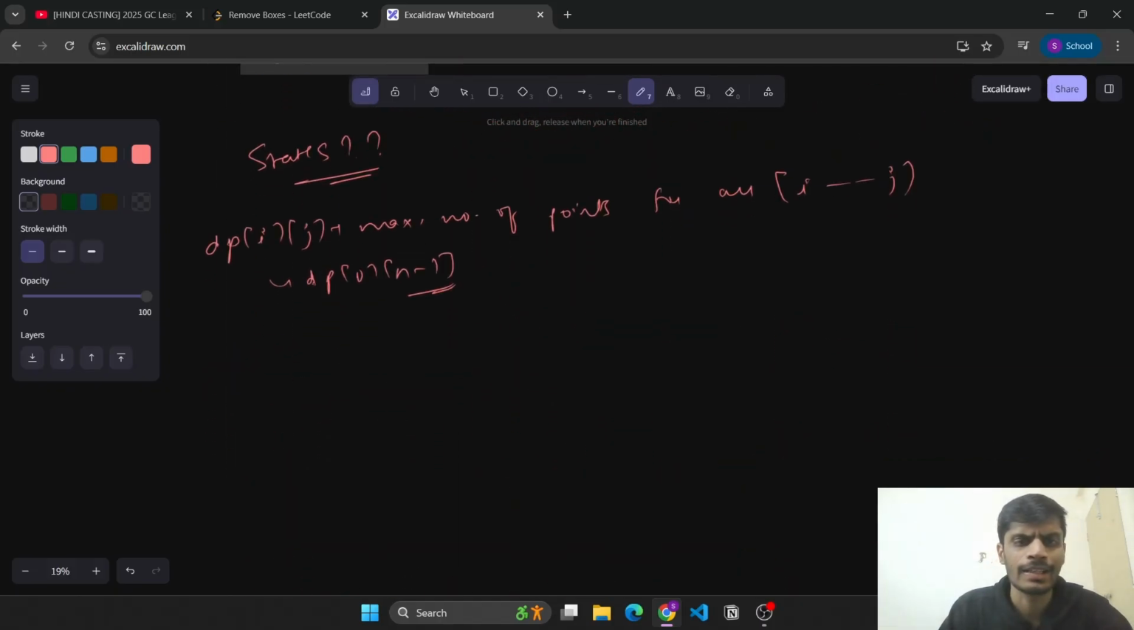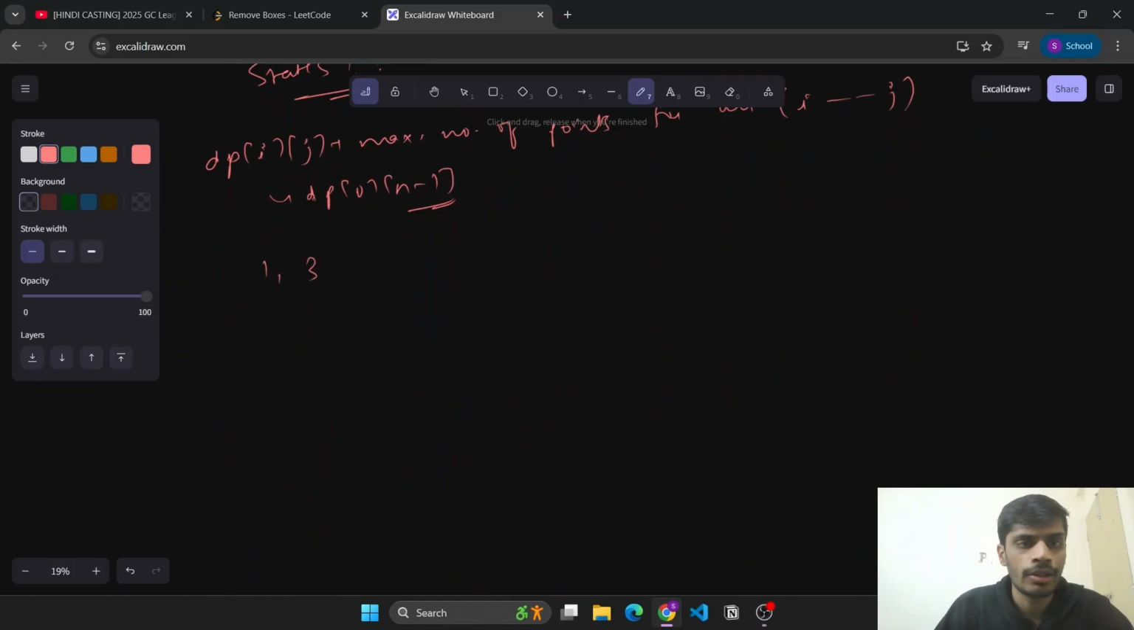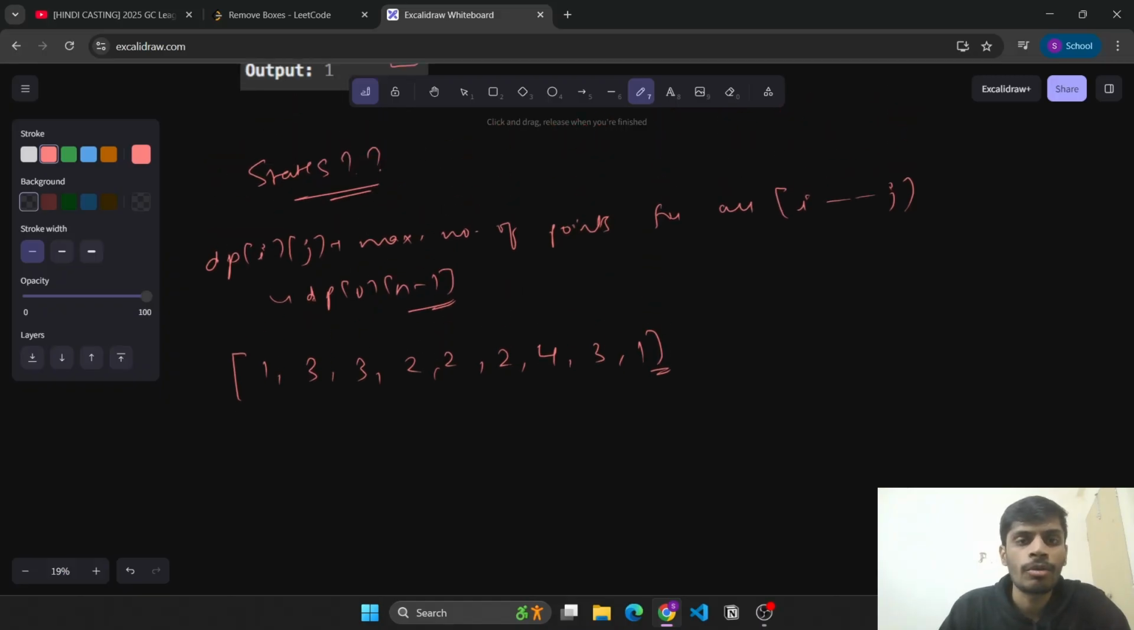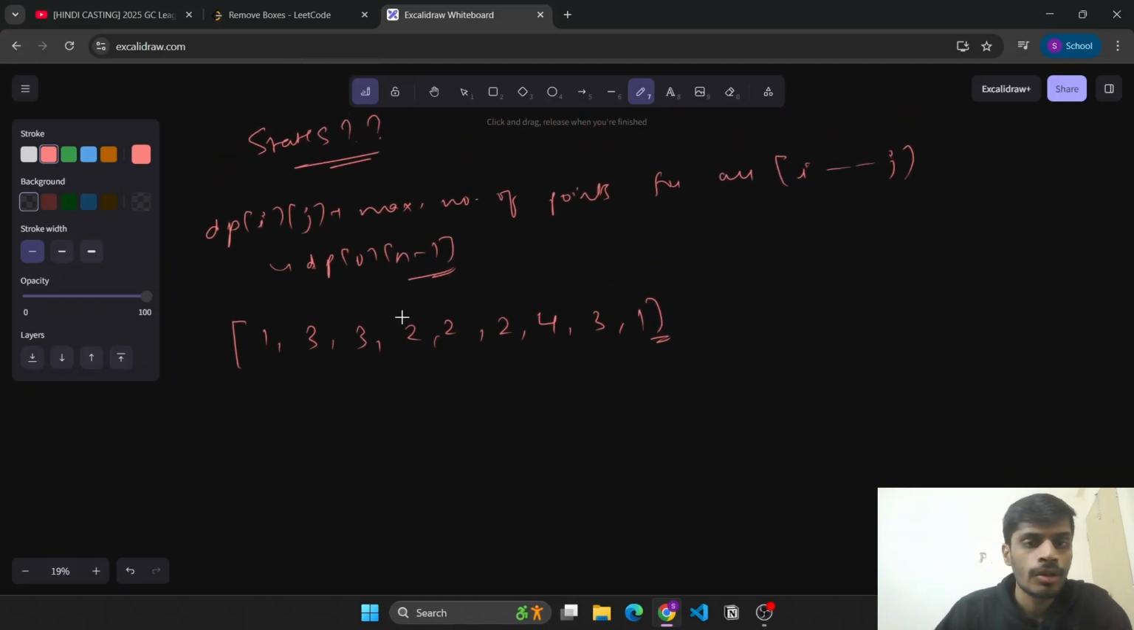So let's again write the same example. We had 1 3 3 2 2 2, then 4 3 and 1. This was the problem. Now in this normal DP, suppose we need to solve this problem. At each step, DP of i will be 1 only, because one length means we remove this or this or this. So the maximum point we will gain is 1 only.